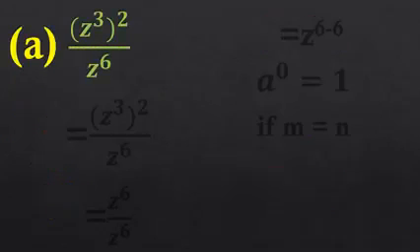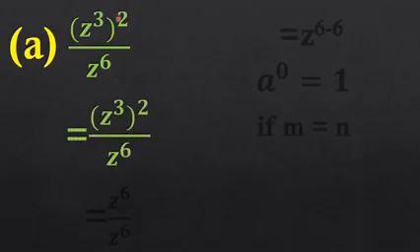Another one, we have the square of z cubed over 6 power of z. So here in our numerator, we will use the second law of exponent, in which meron tayong power and another power. So yung gagawin natin doon is to operate first the numerator. What is z raised to 3 raised to 2? That is simply z raised to 3 times 2. 3 times 2 is equal to 6. Now we have the new form of this example. We have z raised to 6 over z raised to 6.